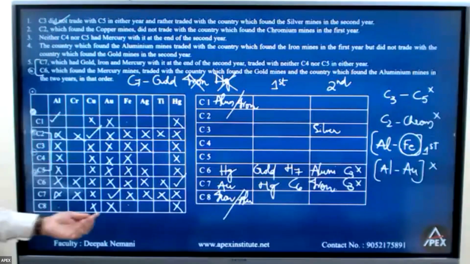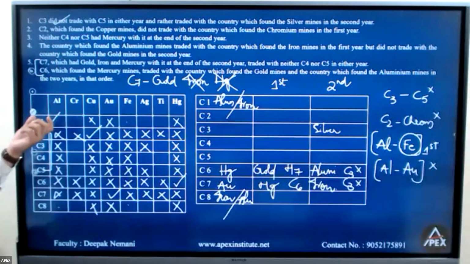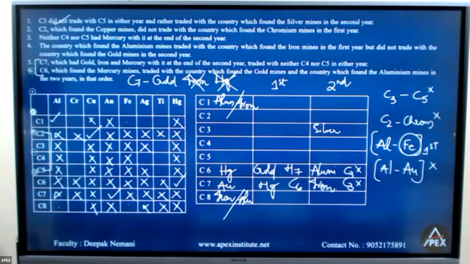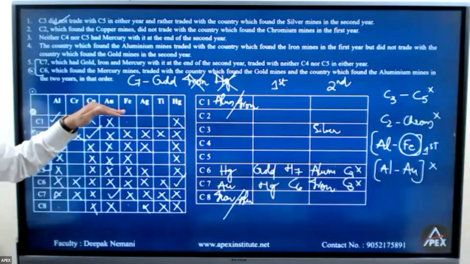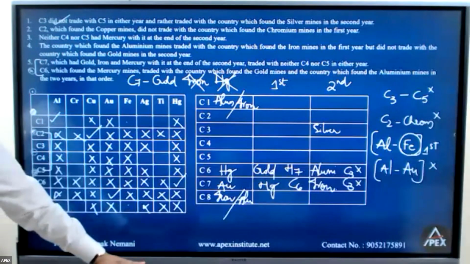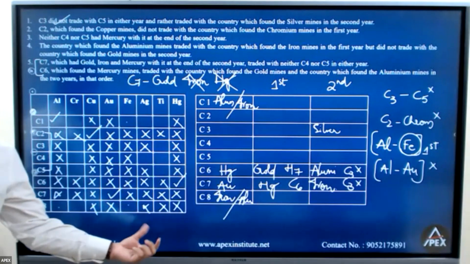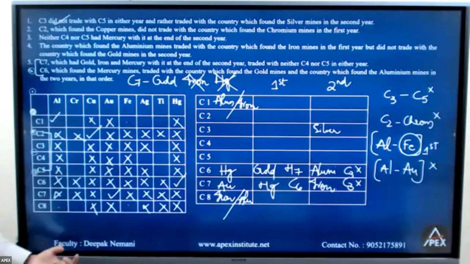C8 can be iron. See, what can aluminum be? It cannot be gold or titanium. Which can be aluminum? Either country 1 or country 8. Which can have an iron mine? Either country 1 or country 8. So if this has an aluminum mine, then country 8 has an iron mine. If this has an iron mine, country 8 will have an aluminum mine and vice versa. Similarly, you will get one more condition with respect to C2 and C5. Try solving this question.